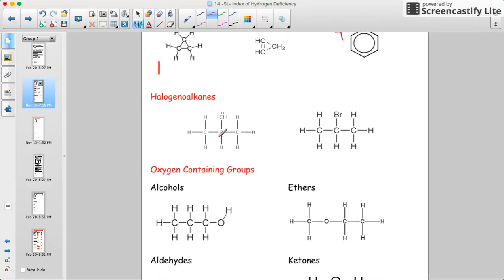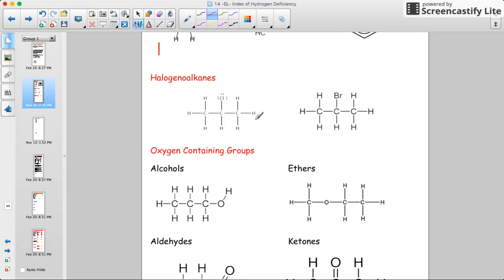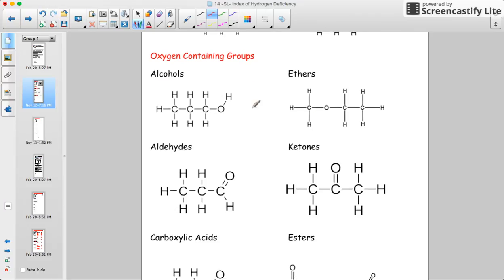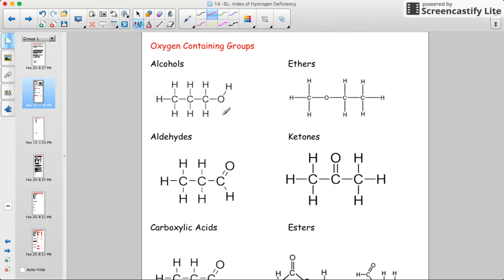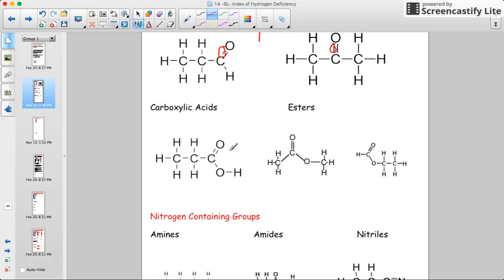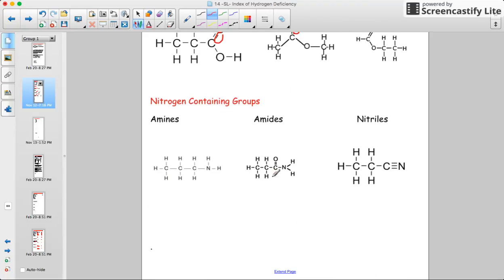Halogenoalkanes can be fully saturated, like these examples are fully saturated. The Cl just replaces an H, so this molecule has as many hydrogens as possible. Same thing goes for alcohols and ethers. The oxygen actually has no effect on the number of hydrogens that you could have. Aldehydes and ketones have one extra bond, and therefore they both have IHD values of 1. Carboxylic acids and esters also just have one extra bond, and therefore they have IHD values of 1. The amines have values of 0. The amides with their one extra bond have 1, and the nitriles with their 2 extra bonds, 2.